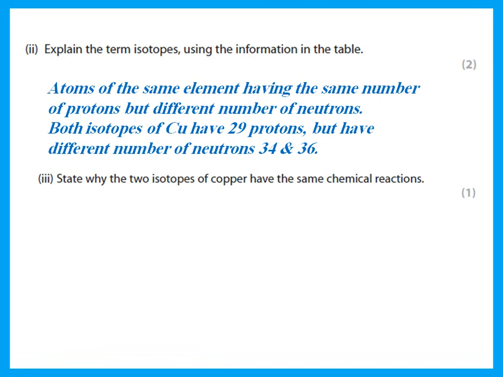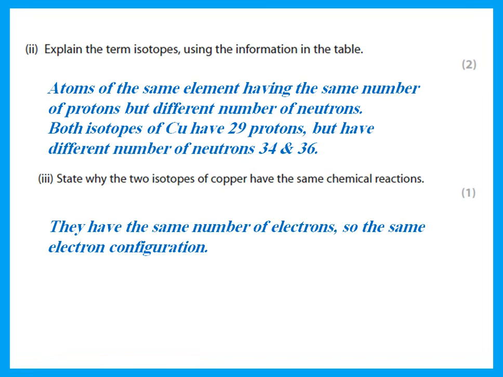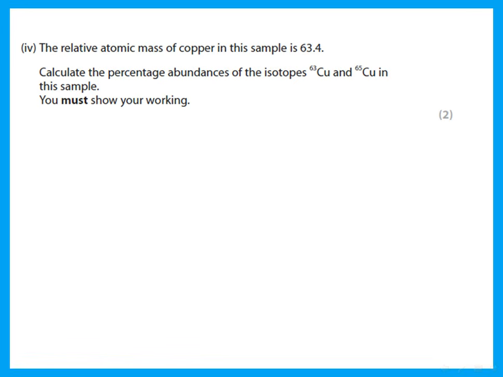State why the two isotopes of copper have the same chemical reactions, because they have the same number of electrons, so they have the same electron configuration. The relative atomic mass of copper is 63.4. Calculate the percent abundance of the isotope.